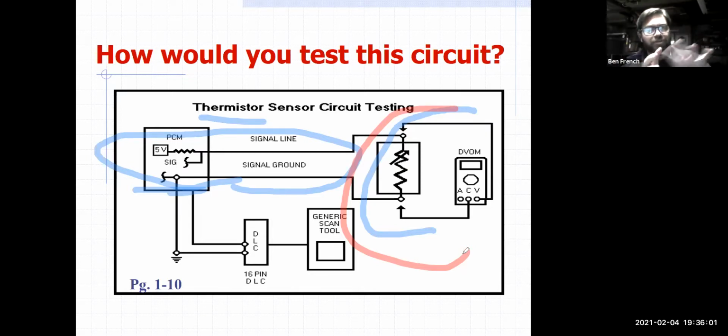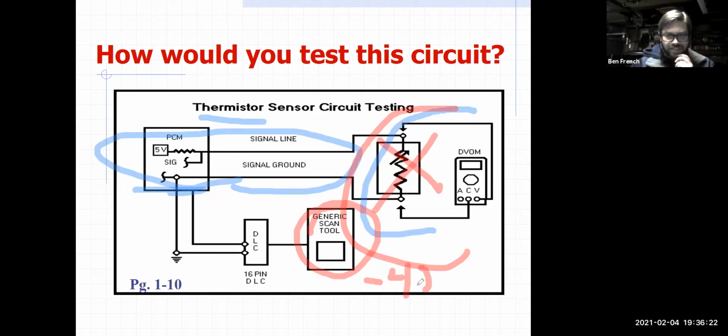I'm going to take the computer and the wiring, I'm going to throw them on one side, sensor on the other side. So the easiest way to do this would be, hey, I'm going to disconnect the sensor and I'm going to look at my scanner in generic mode. And you know what it should say? It should say, hey man, you're way cold. You should be like minus 40 degrees below zero. Right? You should be screaming cold.